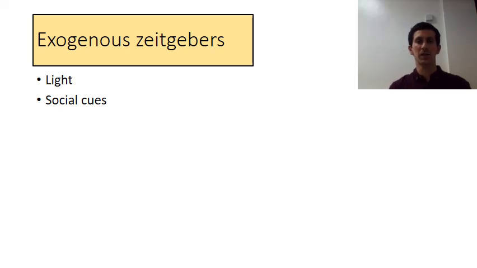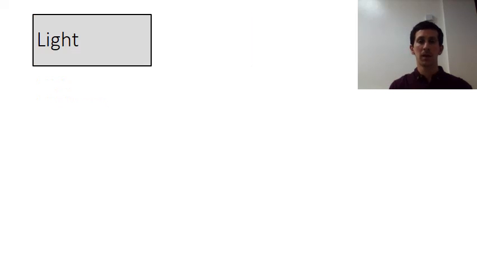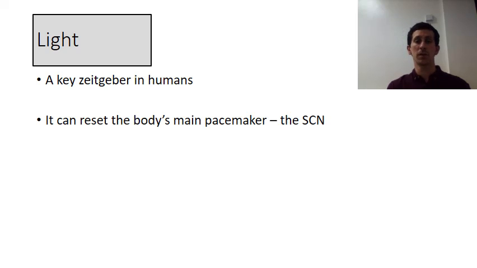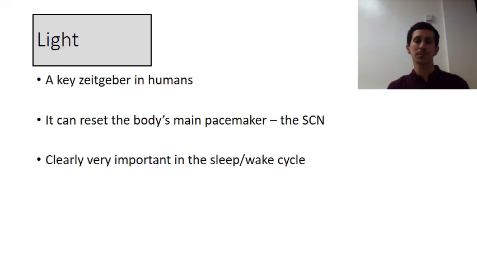We've also got exogenous zeitgebers. We've got light and we've got social cues, and these can have a big impact on a range of different biological rhythms. So the first thing we're going to look at is the role of light and daylight. So this is one of the key zeitgebers in humans. Okay, it can reset the body's main pacemaker or master clock. It can reset our SCN.